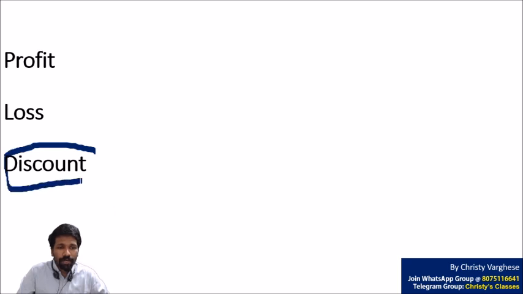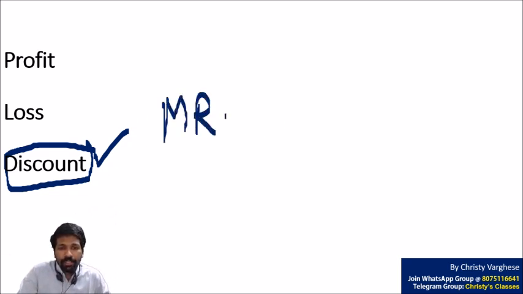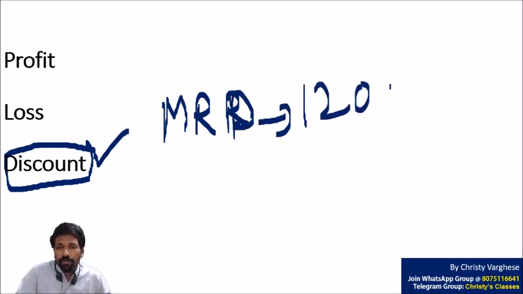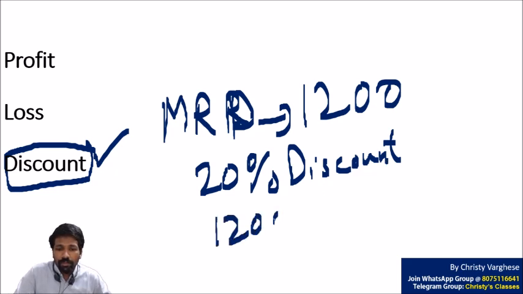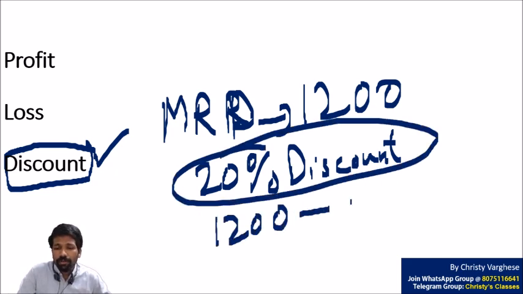Now loss we understood. The same concept is actually discount. Yeah, discount is with respect to marked price and selling price, but concept wise it is the same. Here also, you are reducing money. For example, the MRP of a product is 1200 rupees. In Amazon or Flipkart, some online sites or any site, they are saying that they are giving a 20% discount. What is the price you have to pay?